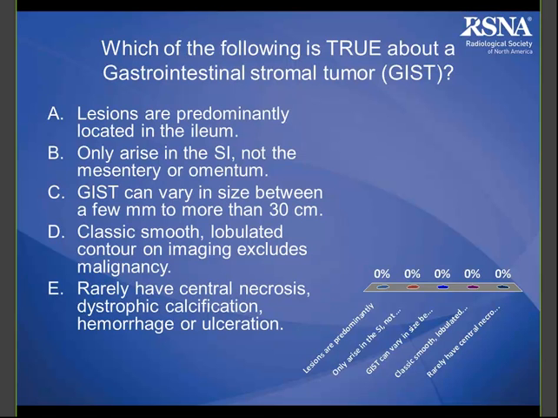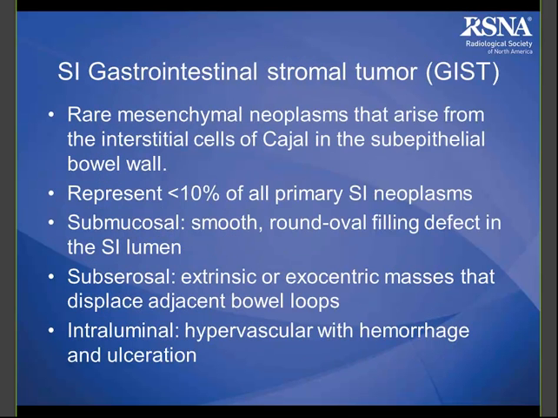GIST can vary in size between a few millimeters to more than 30 cm. Classic smooth lobulated contour on imaging excludes malignancy, or rarely have central necrosis, dystrophic calcification, hemorrhage, or ulceration. So if you answered C, you're correct because they can definitely vary in size. They're rare, but again, we tend to see, I think, a decent amount in our population.